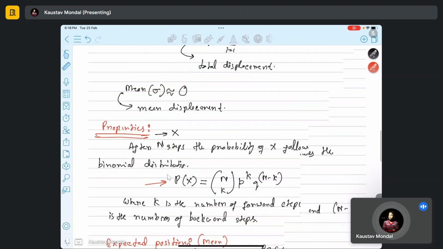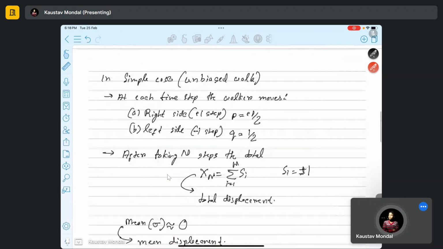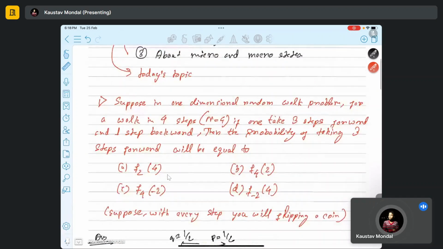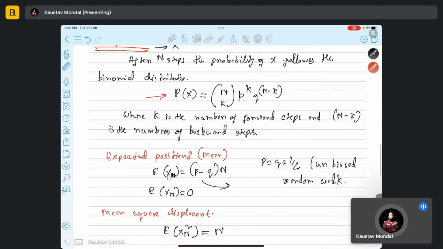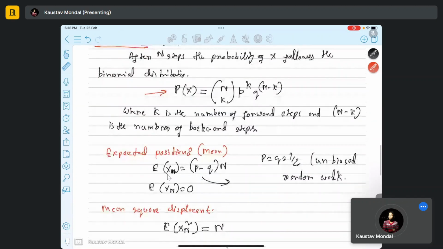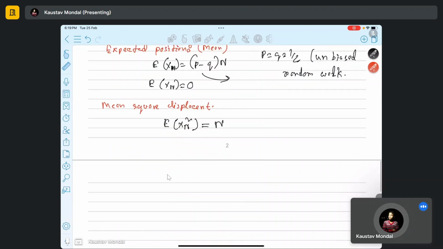Okay, so these are some properties. For this problem we may not need all of these properties, but these are very important things that you need to know for future problems. If you solve any kind of problem which involves random walk theory, then you have to apply all of these properties. Okay, and now we are coming back to our problem.